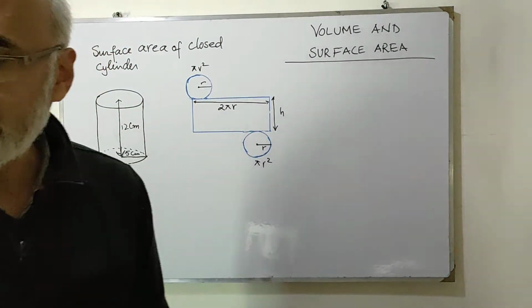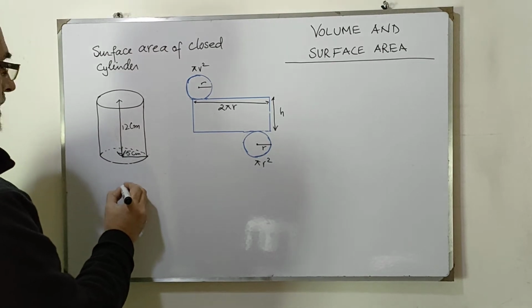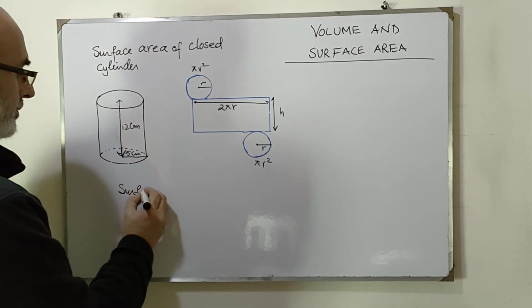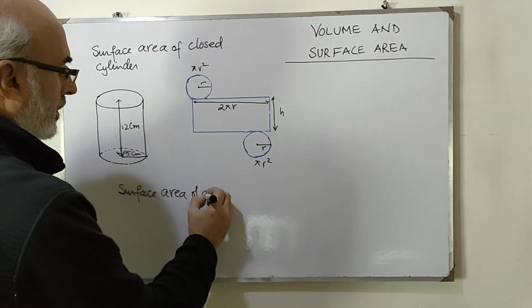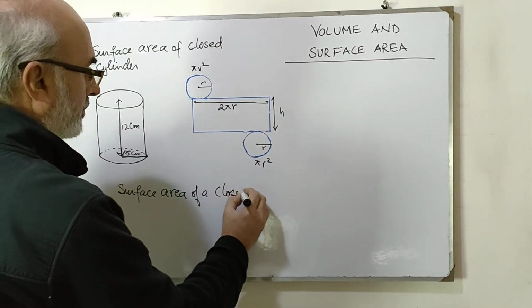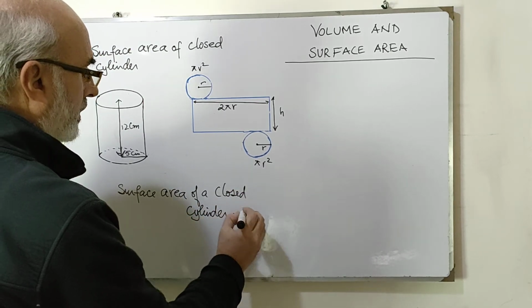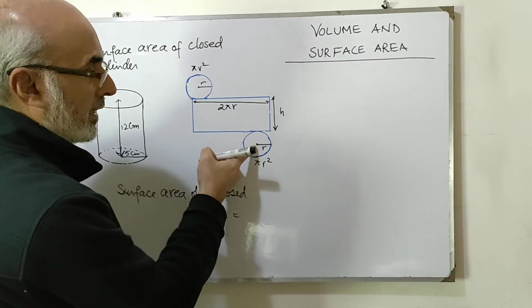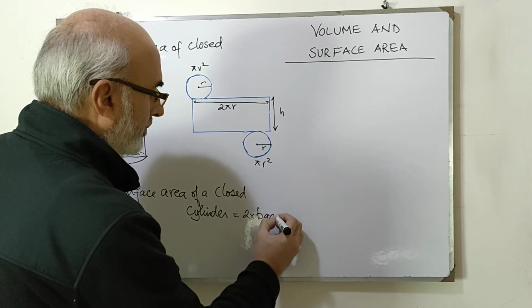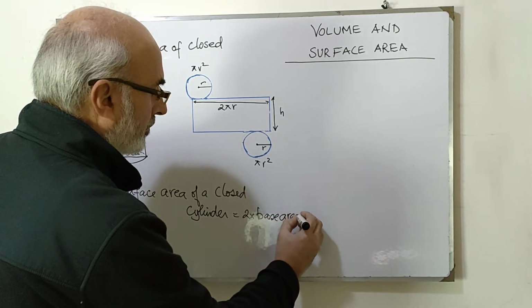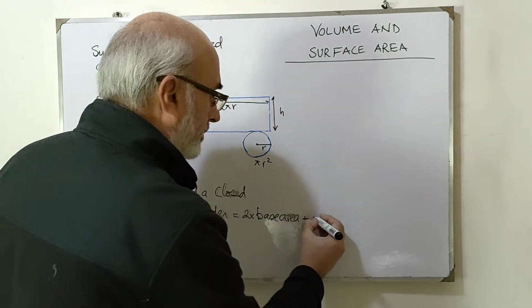Now let's move to the formula. Surface area of a closed cylinder is equal to how many base areas? 1, 2. So 2 into base area plus the area of the curved part. This was our curved part.